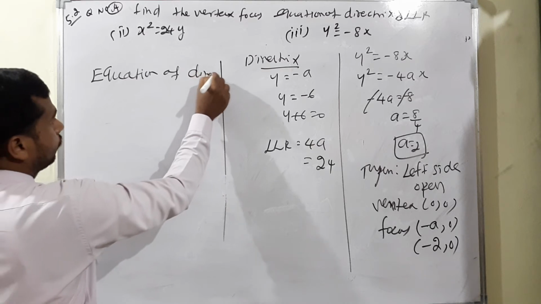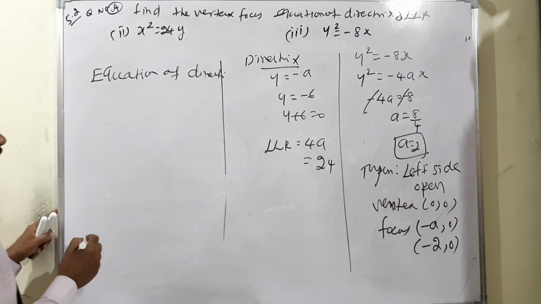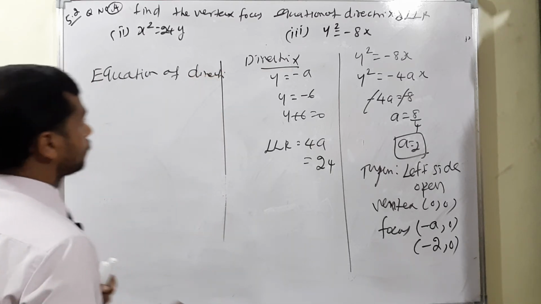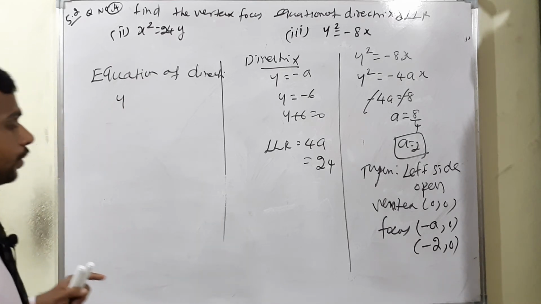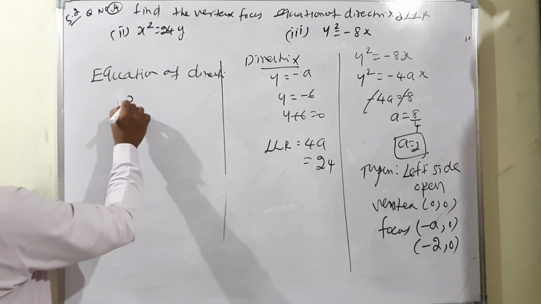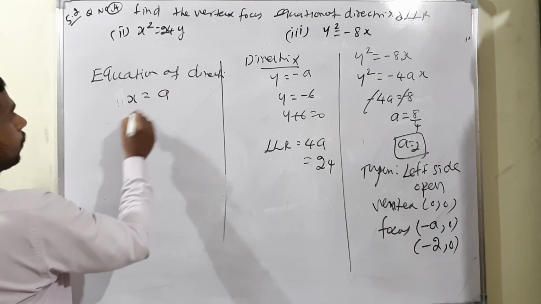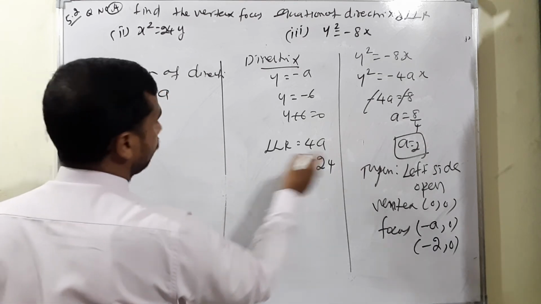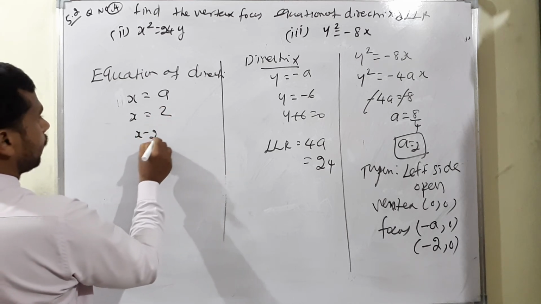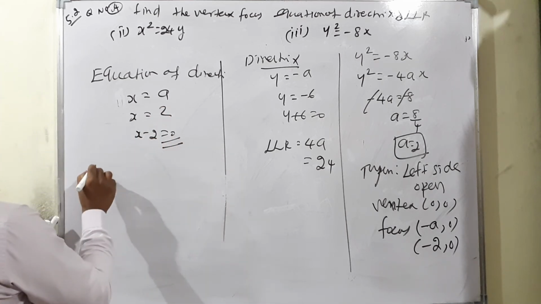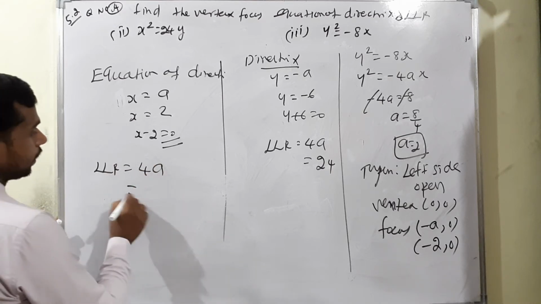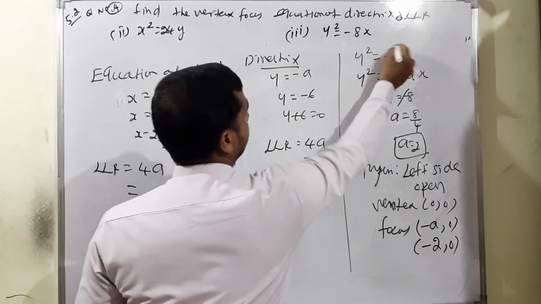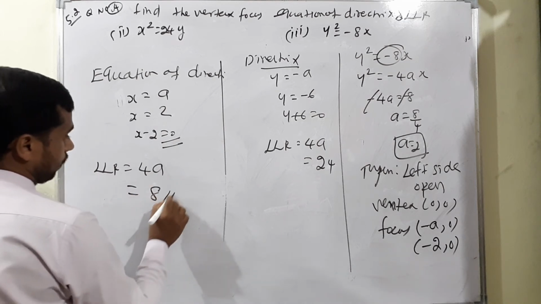So equation of directrix. Already we have the left side with a negative sign, so simply we can say this is the x term, isn't it? So the x term means x is equal to negative a, which is positive. Therefore x is equal to a, so x minus 2 is equal to 0. Final one, length of latus rectum. Length of latus rectum is equal to 4a, and 4a is equal to 8. That's all. This is the answer.